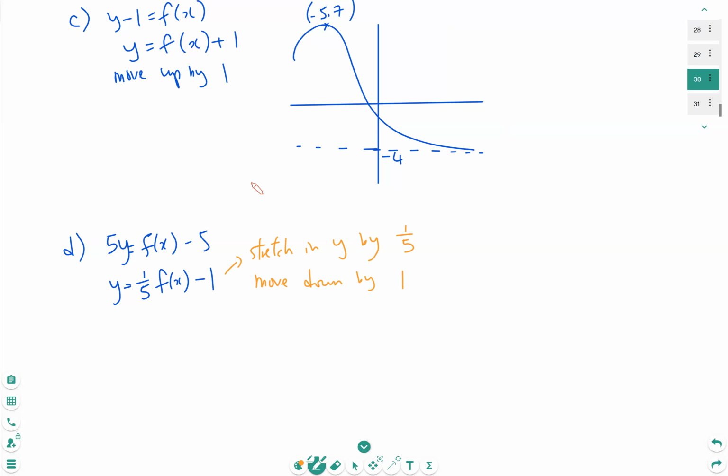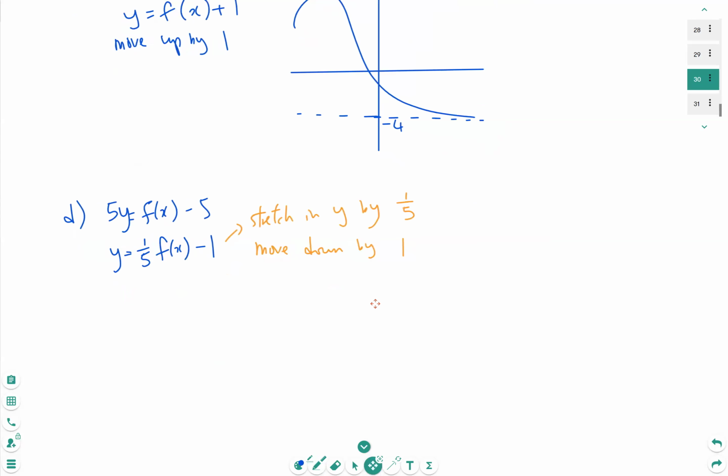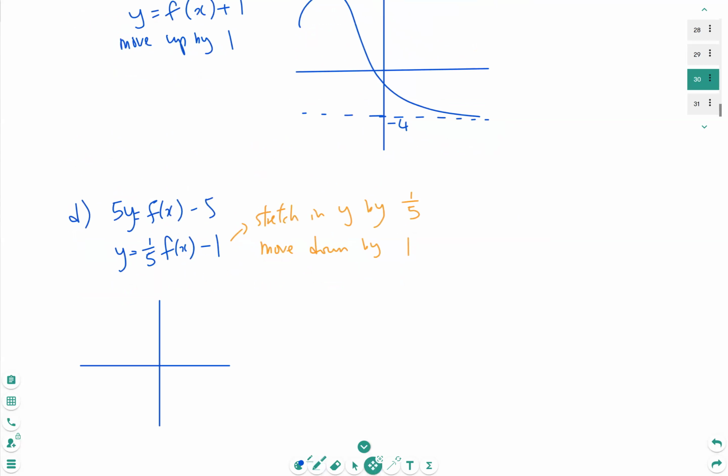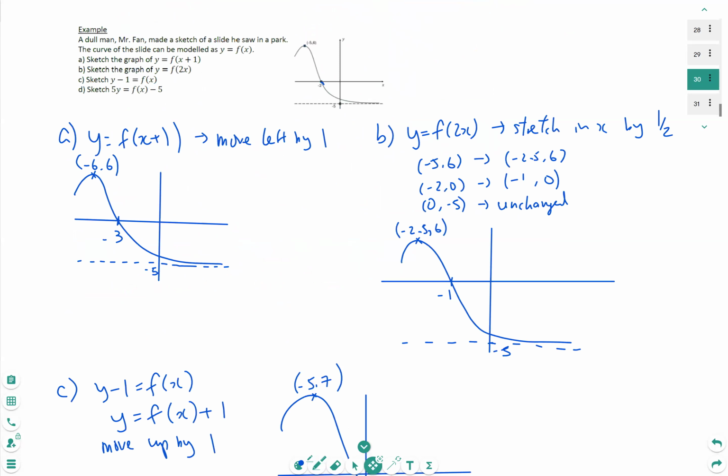Okay. Now, if you're wondering which one goes first, it's the one closest to f of x that goes first. If it's inside the bracket, we'll do the things inside the bracket first, and then when you get closer to f of x, which is a fifth, and then you do the minus 1. Right. So we are going to stretch y by a fifth. So let me do it one by one.